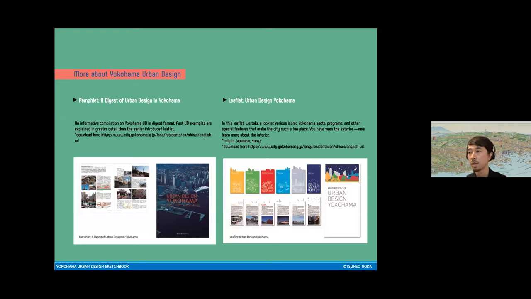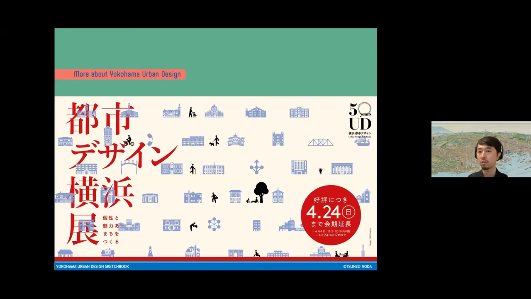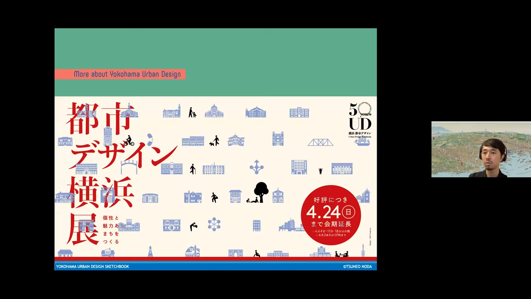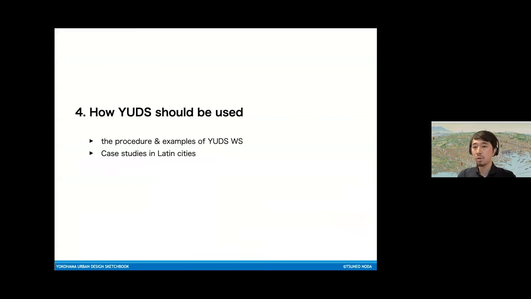So please visit Yokohama City's website so that you can find the brochures in English to show the history of urban design Yokohama. Also, you can find some information about the exhibition of urban design Yokohama. And along with the urban design exhibition, you can purchase a visual booklet explaining about urban design Yokohama, although it is only in English. Also, the World Bank has compiled the information about the 50 years of efforts made in Yokohama in this field. So you can have access to such information as well.